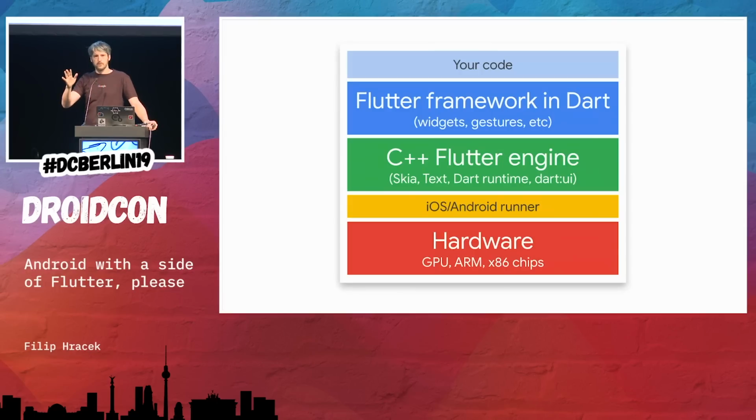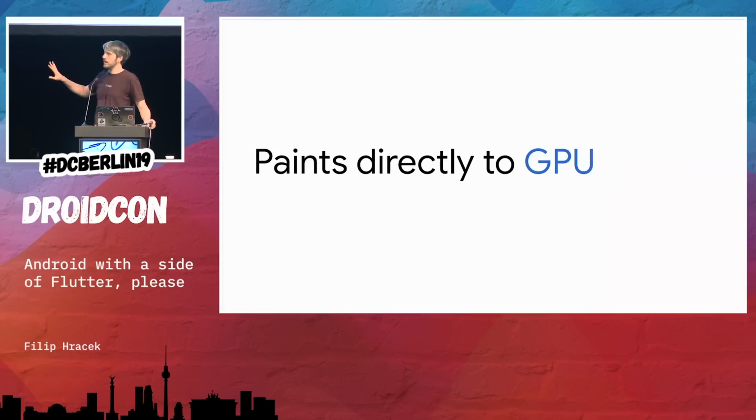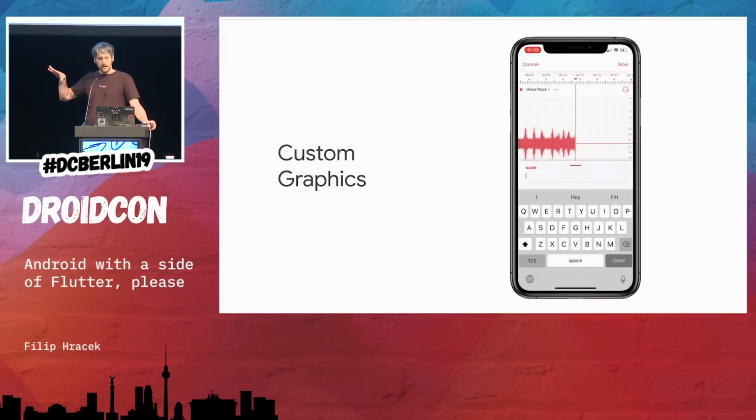There was a talk about React Native just before me. They talk about the bridge and all that. There is no bridge here. It's really compiled to native and running straight on the metal. So it compiles to machine code. I can't stress this enough. A lot of people ask, so does it compile to JavaScript or what? No, machine code. And it paints directly to the GPU, right? So that's why we can get the performance and the flexibility that we do.